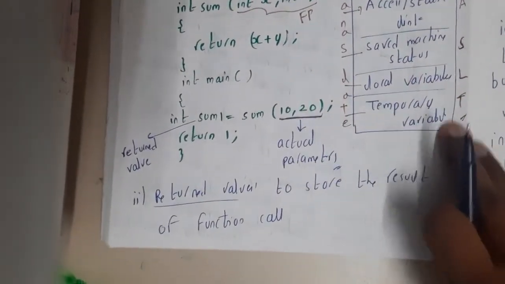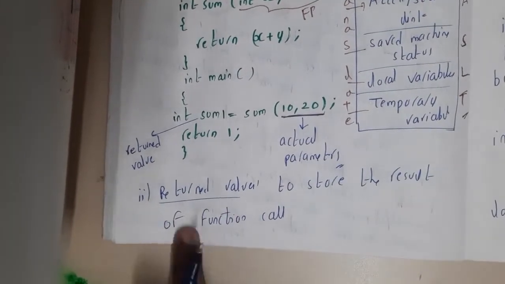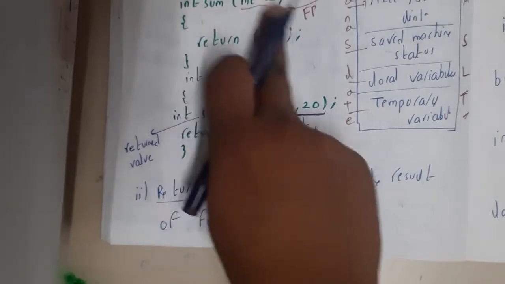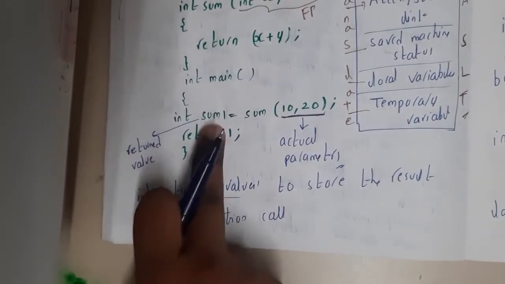Okay, similarly the returned value. To store the result of the function, we'll be using this. So someone here, this is returning, right? So this return value is stored here. So this is nothing but the returned value.